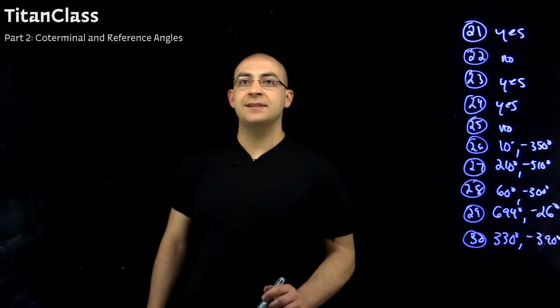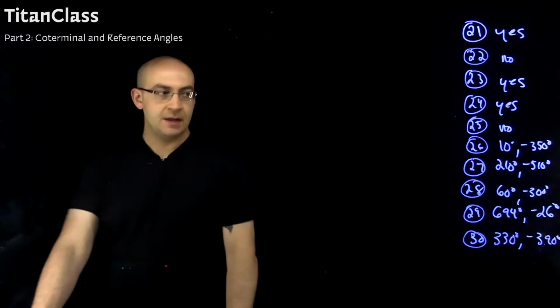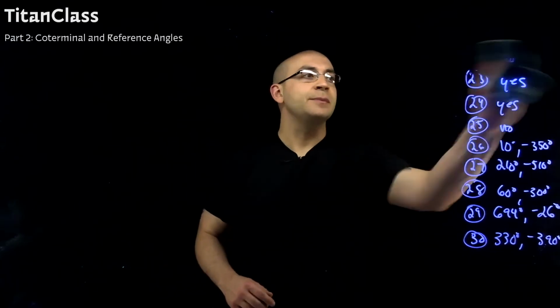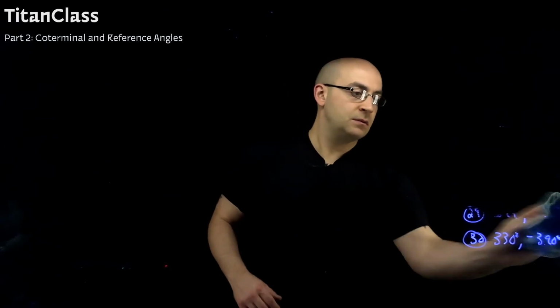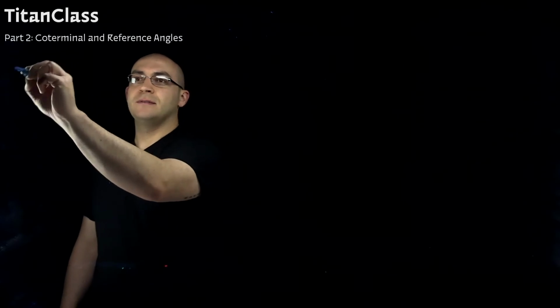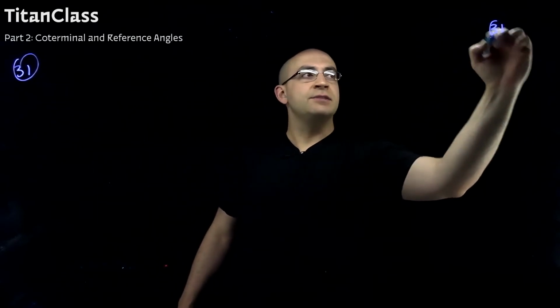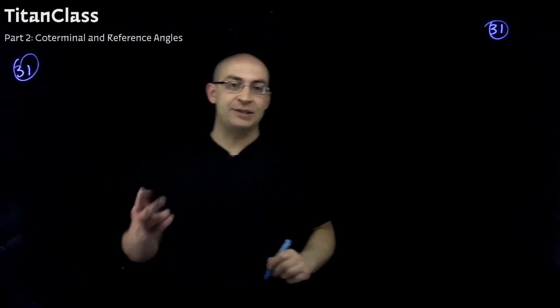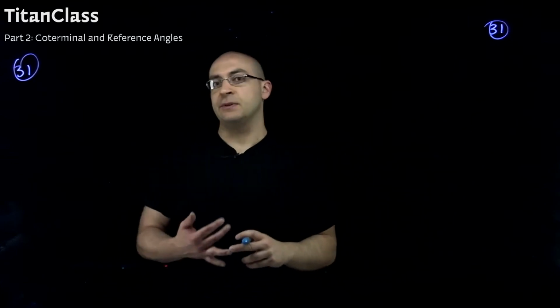All right, next set, reference angles. The next five problems are going to be reference angles for us. We're on 31. Remember what a reference angle is. A reference angle is always got to be two things. It's always got to be acute, and it's always got to be positive.